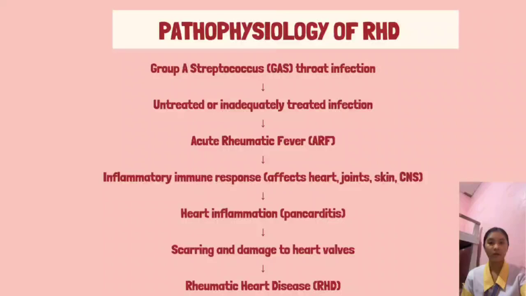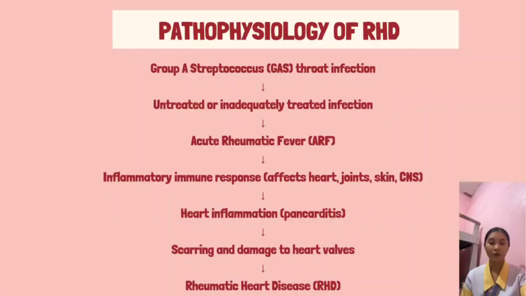During acute rheumatic fever, the immune system's inflammatory response affects multiple organs. So these are the heart, joints, skin, and central nervous system. So, for the heart, inflammation can affect all layers of the heart, or pancarditis, including the endocardium, myocardium, and pericardium. This is the most serious complication of acute rheumatic fever.